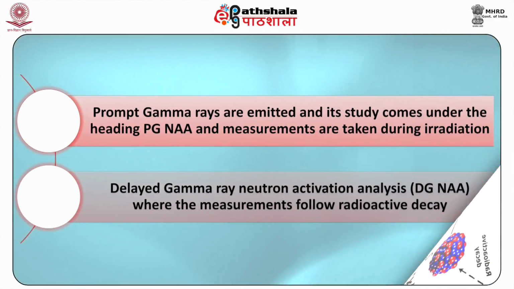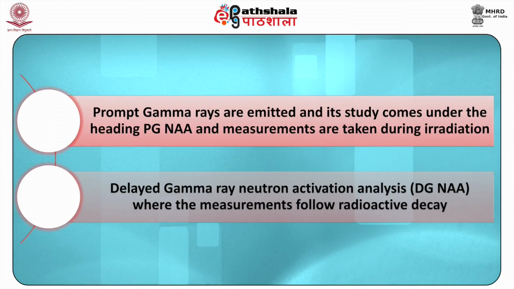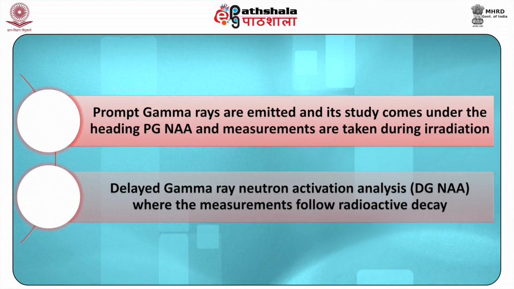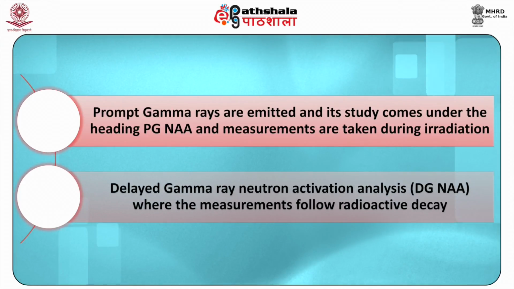It may be noted that prompt gamma rays are emitted and its study comes under the heading PGNAA, where measurements are taken during irradiation. The other is delayed gamma ray neutron activation analysis, DGNAA, where the measurements follow radioactive decay. Out of these two, the latter operational method is more common. Thus, when one mentions NAA, it is generally assumed that measurement of the delayed gamma ray is intended.